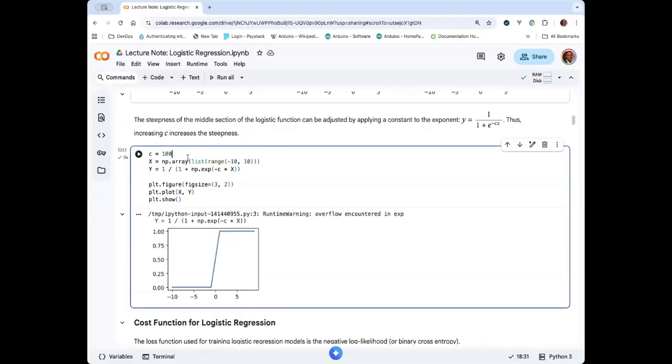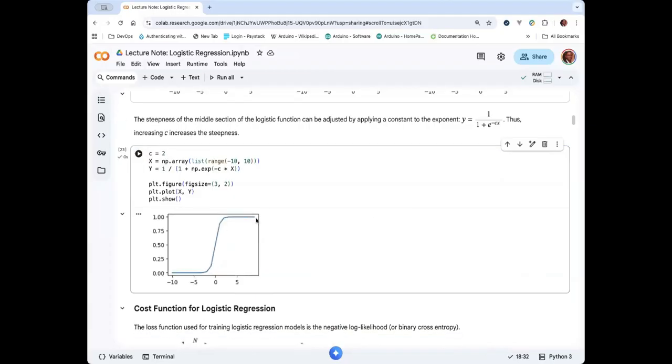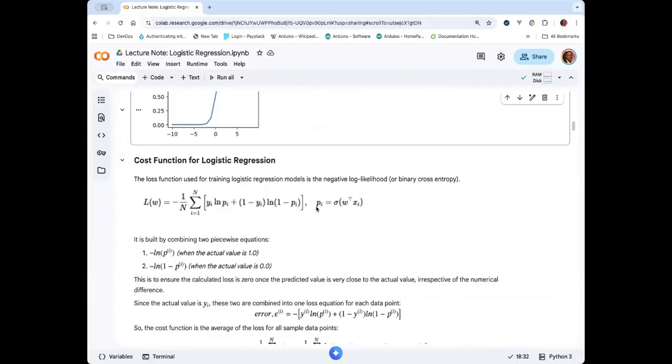Almost a step change. 1000 is going to be an even sharper value. So yeah, and we're even already getting an overflow there. But in most cases, you don't really need to do this. So you just run with the standard formulation.